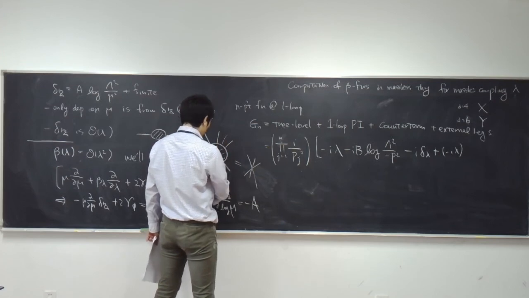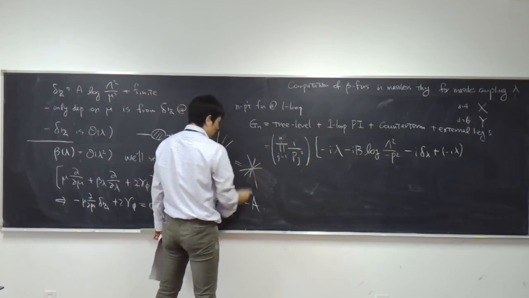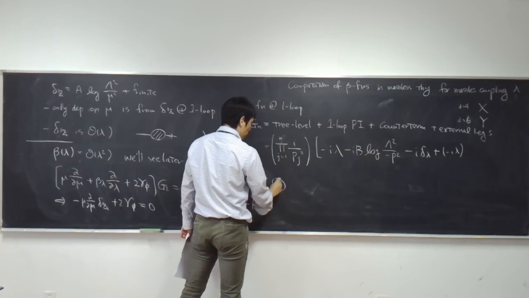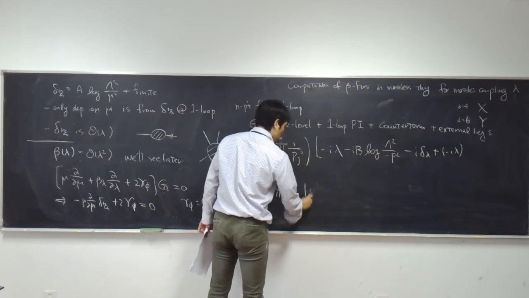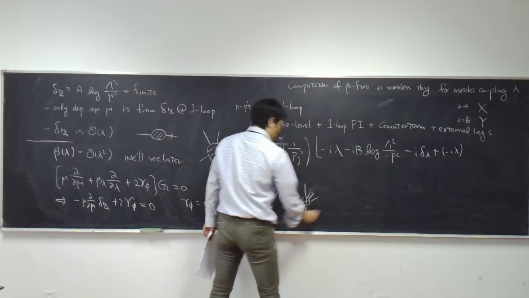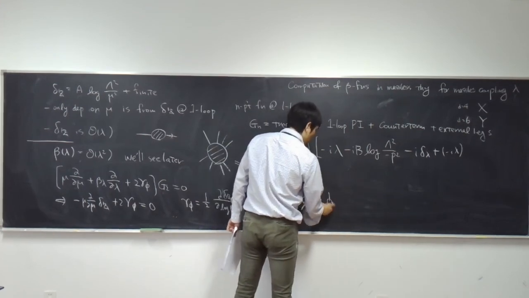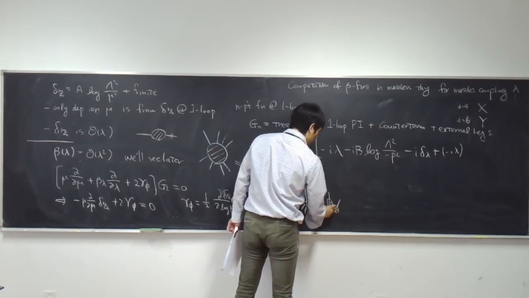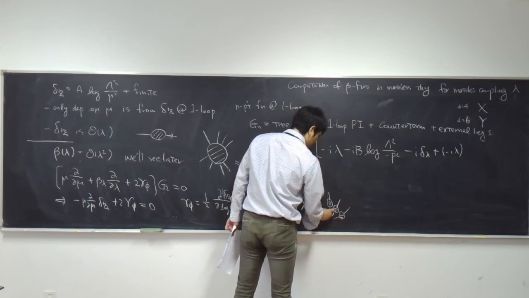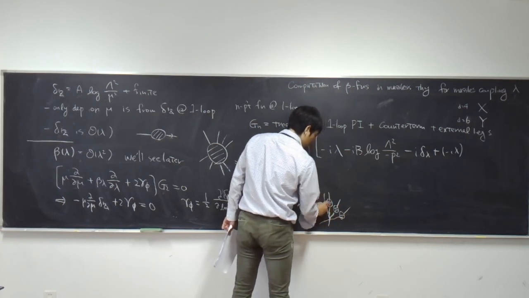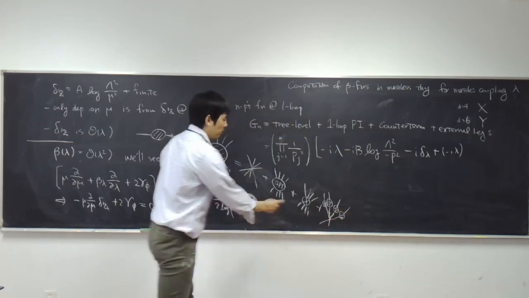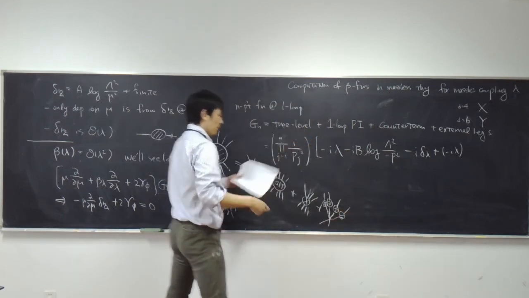So this is tree level plus one loop 1PI, and the counter term, and plus the external leg. So we are looking at this type of diagram, and so on. So that's what the diagram means.